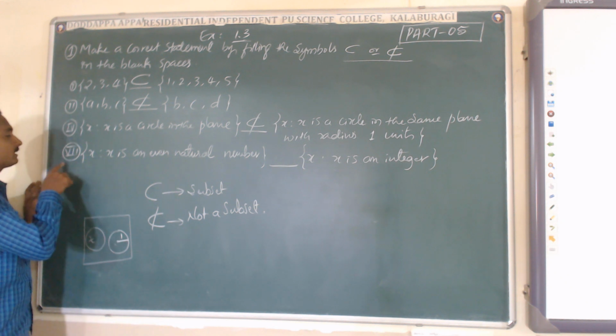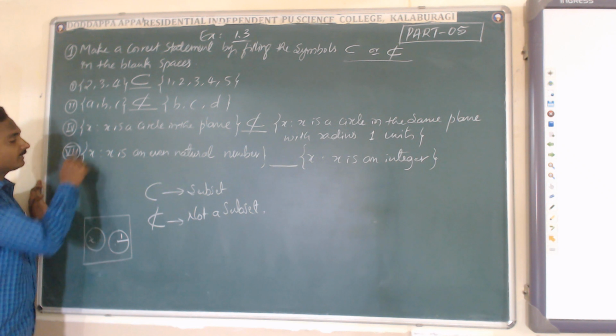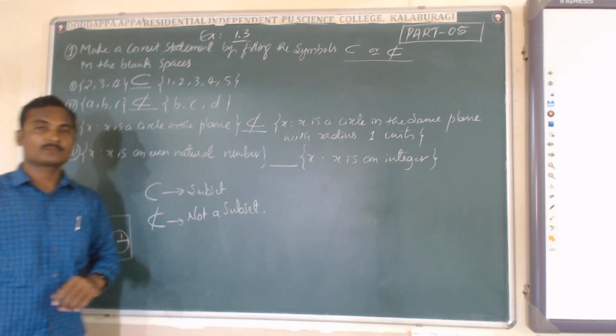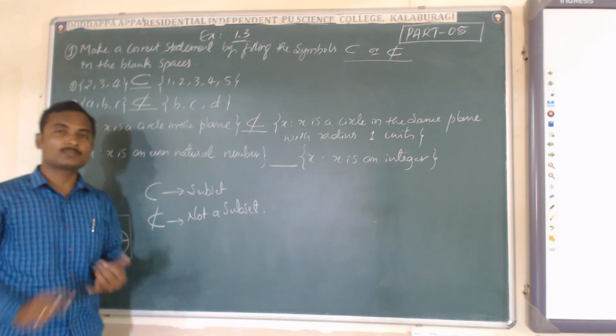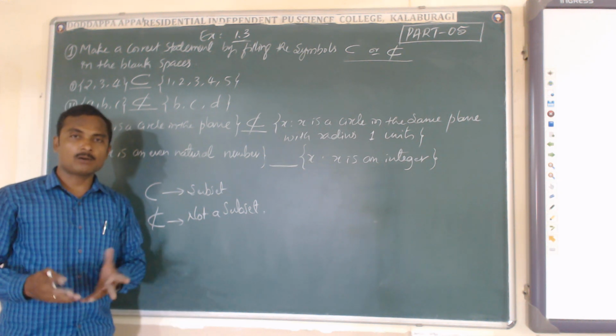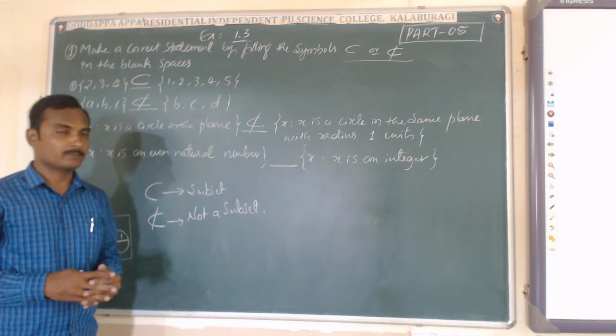Coming to this seventh example. The set of all x such that x is an even natural number. We know that 2, 4, 6, 8, 10 and so on are all even natural numbers. It means we have a clear idea about even natural numbers.